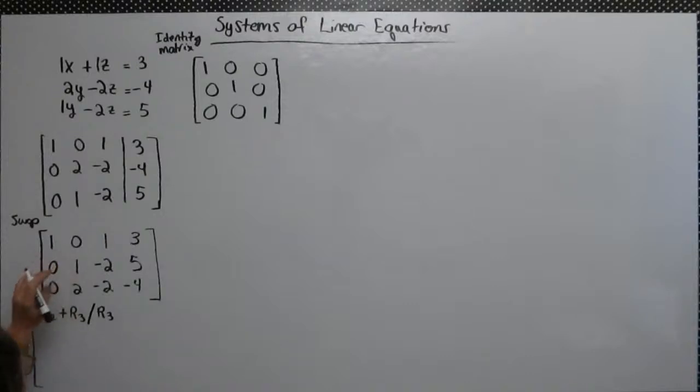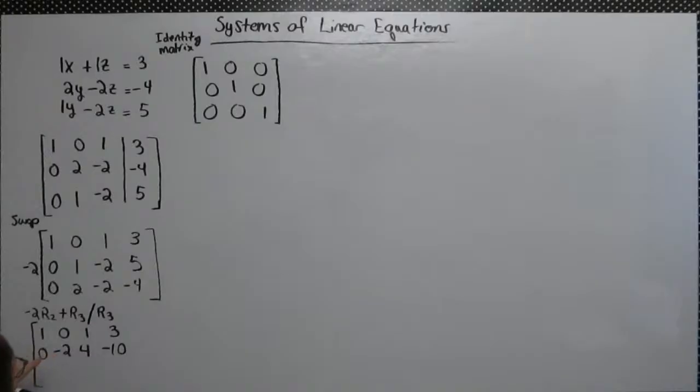So we're going to go ahead and just write down row 1, repeating it. So it's 1, 0, 1, 3. And then rather than writing row 2, we're going to multiply it by -2 and rewrite it. So we've got -2 times 0 is 0. -2 times 1 is -2. -2 times -2 is +4. And -2 times 5 is -10. And again, I'm replacing row, yeah, okay.